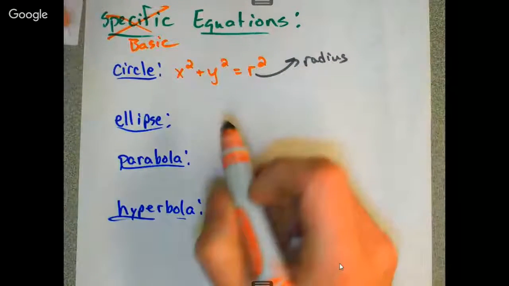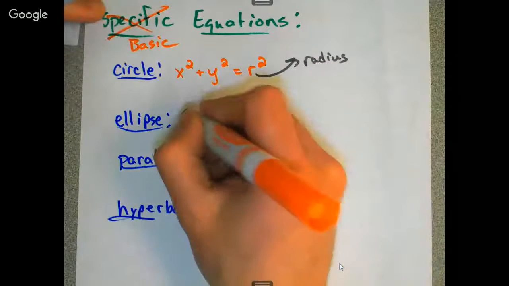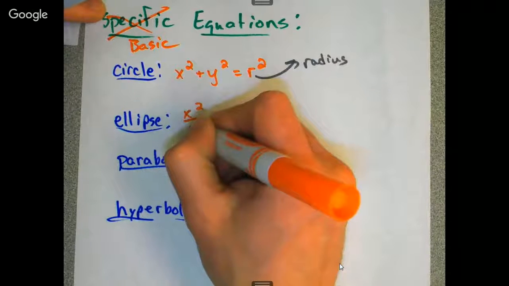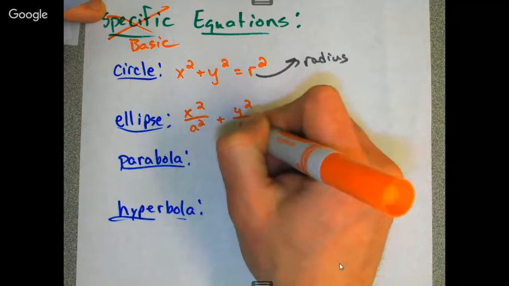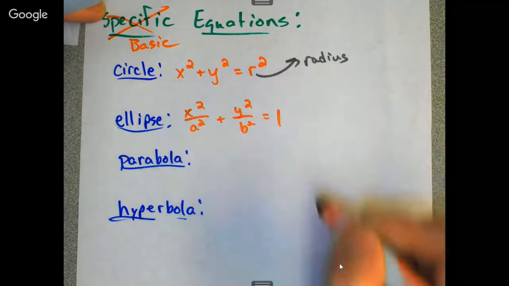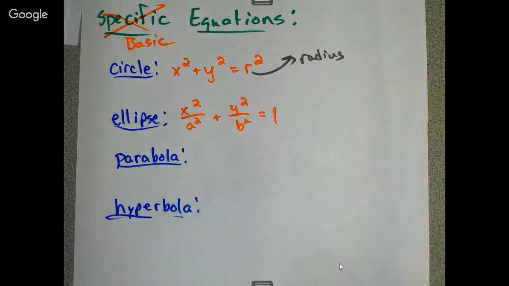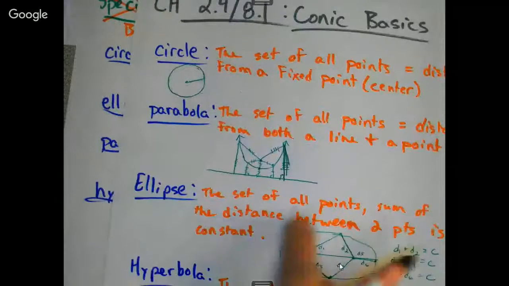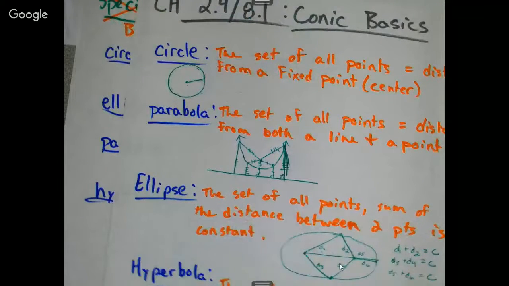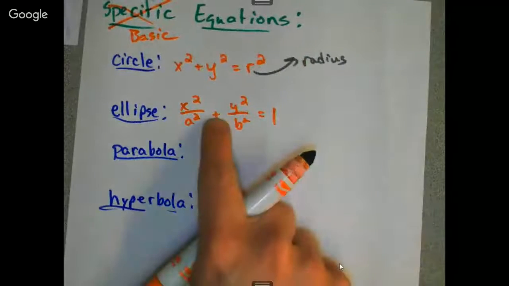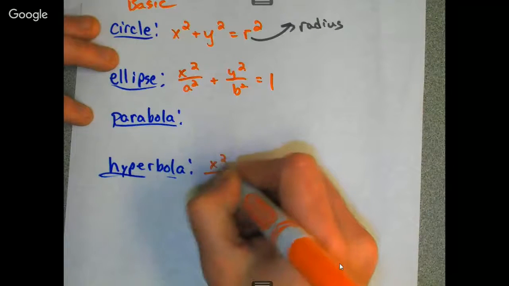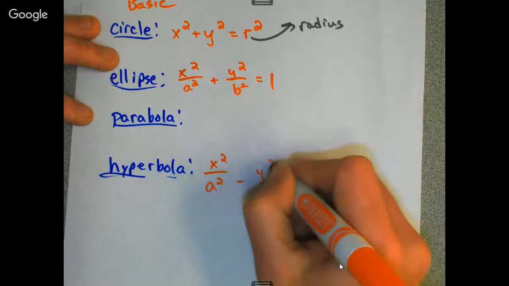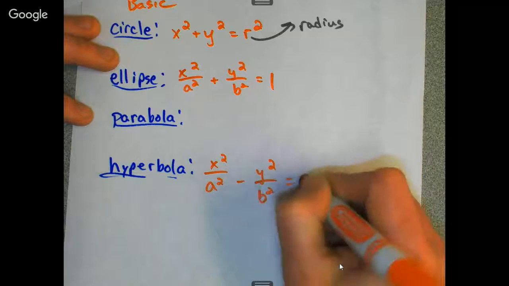Okay, an ellipse, x squared over a squared plus y squared over b squared equals 1. Now notice if we go back to the definition of an ellipse, we are adding the distances between the two. That's why you have this addition sign. So hyperbola is going to be very similar, except instead of addition, it's going to have subtraction between the two.